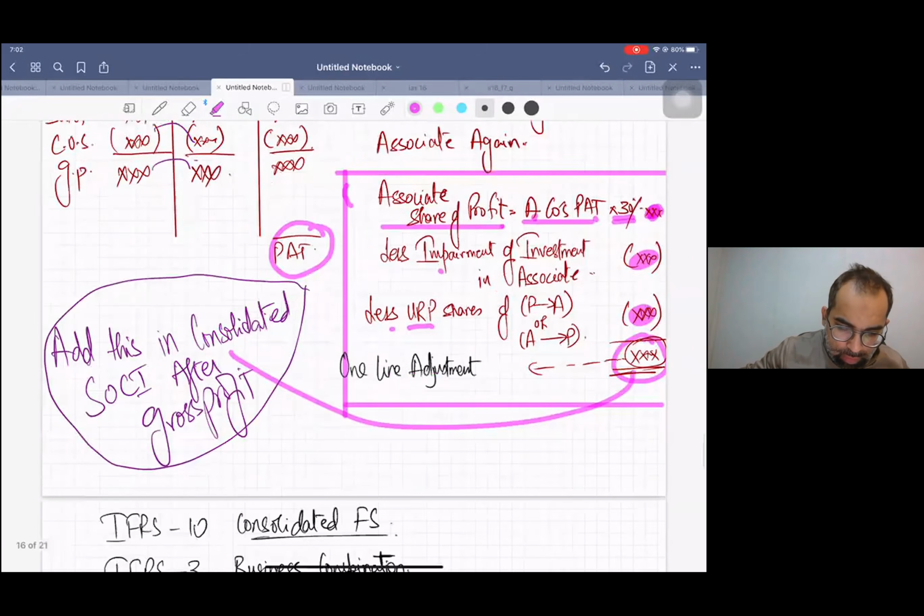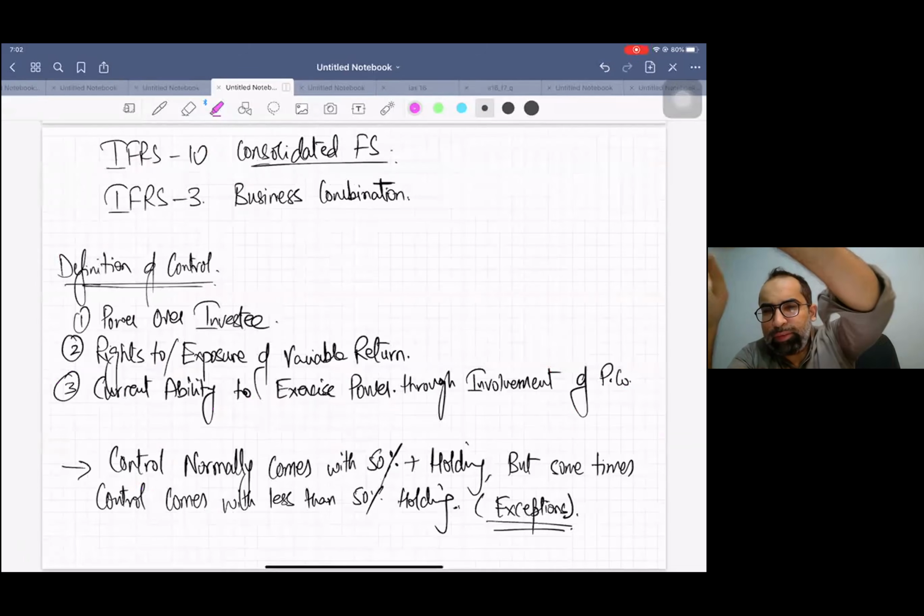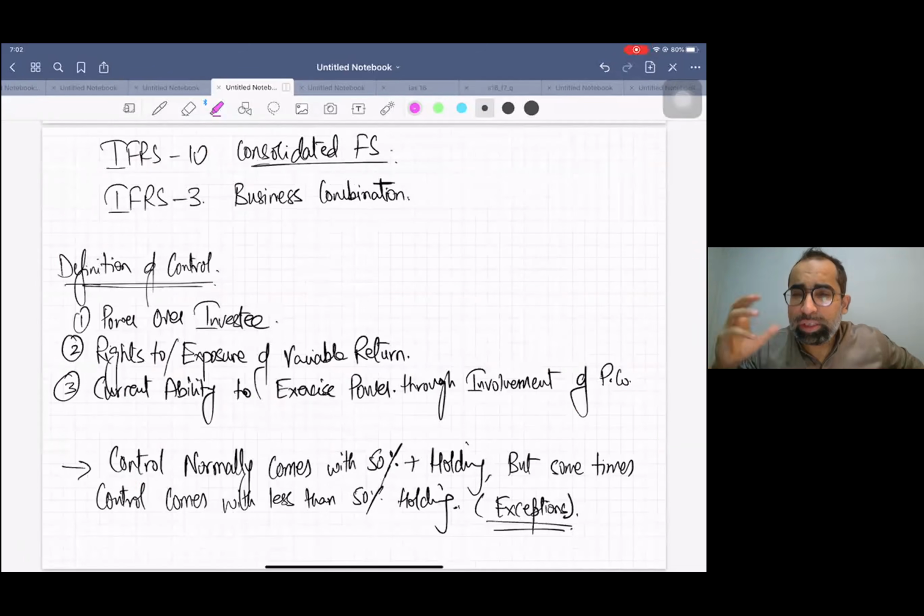Now, this is a little quick theory. IFRS 10 and IFRS 3. The name of IFRS 10 is Consolidated Financial Statements, whereas IFRS 3 is Business Combinations. What's the role of IFRS 10 and IFRS 3? Short review. IFRS 10 tells you whether you have control in that subsidiary or not.